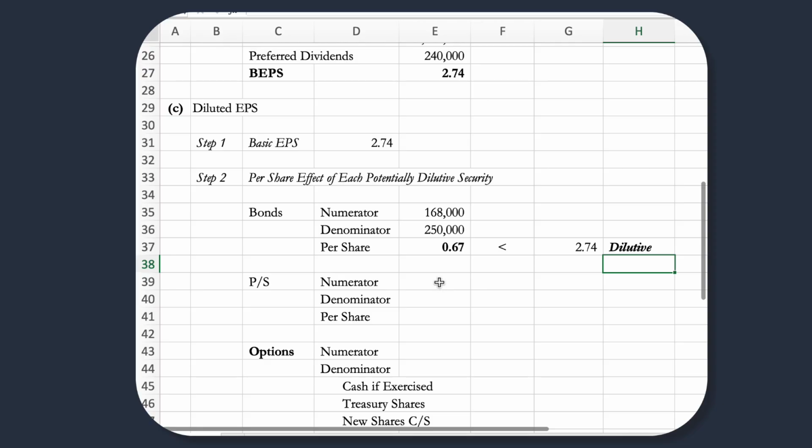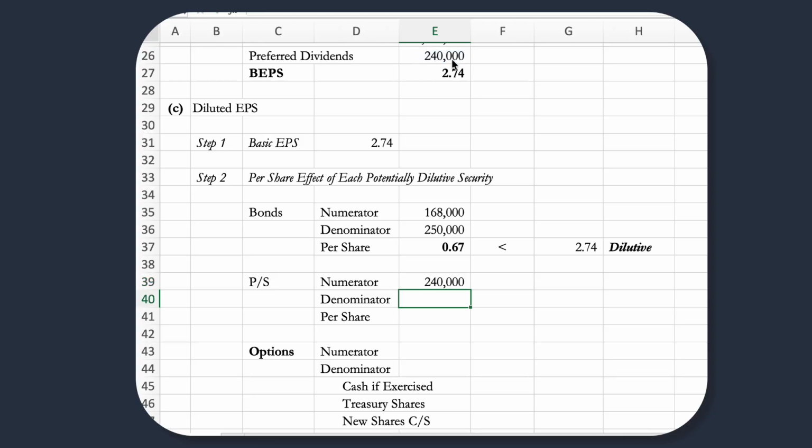Next up is preferred stock, and my numerator effect is the dividends that I would not have to pay if I do not have these shares outstanding, and that we've already calculated up here as $240,000, so I would add that back to my numerator. I would no longer need to subtract that from my numerator if these preferred shares did not exist because they had been converted into common shares.